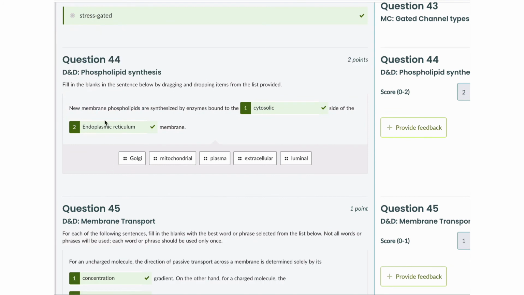Question 44. Please note that this has 2 blanks, and you're to drop the correct answer in, and it was worth 2 points instead of 1. That's just an accidental feature, and this is why your exam is now worth 50 points, even though there's only 45 questions. So, new membrane phospholipids are synthesized by enzymes that are found on the cytosolic side of the endoplasmic reticulum. That's just a straight sentence from the textbook. If you got one of these wrong, you get 1 out of 2 for this question.